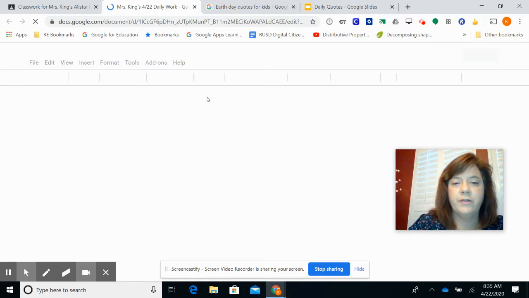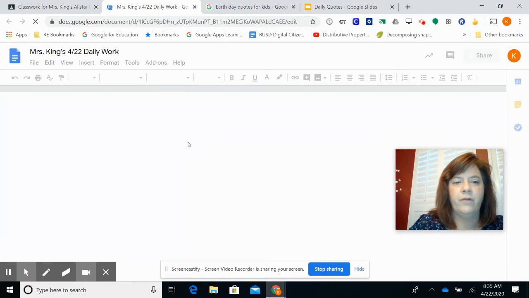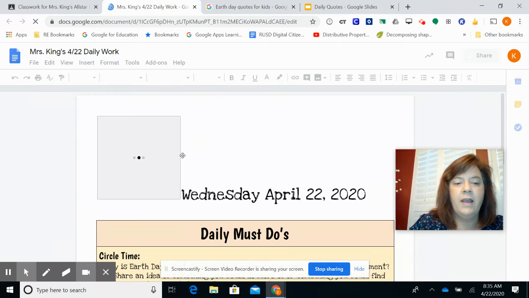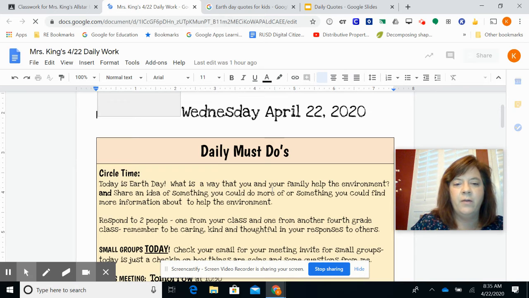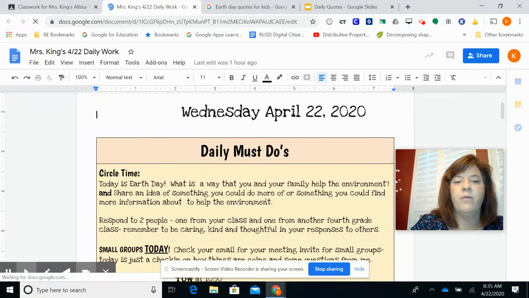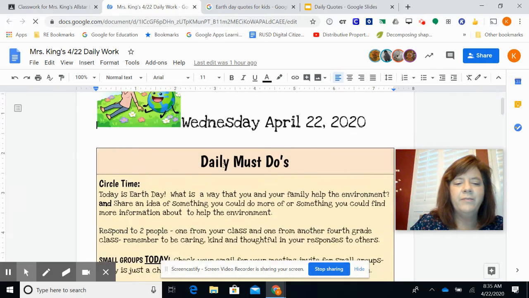So we have circle time. Our circle time activity today for the whole fourth grade is about Earth Day. The topic is: what is a way that you and your family help the environment? And share an idea of something you could do more of or something you could find more information about to help the environment. And I have my Happy Earth Day Bitmoji up there for you.